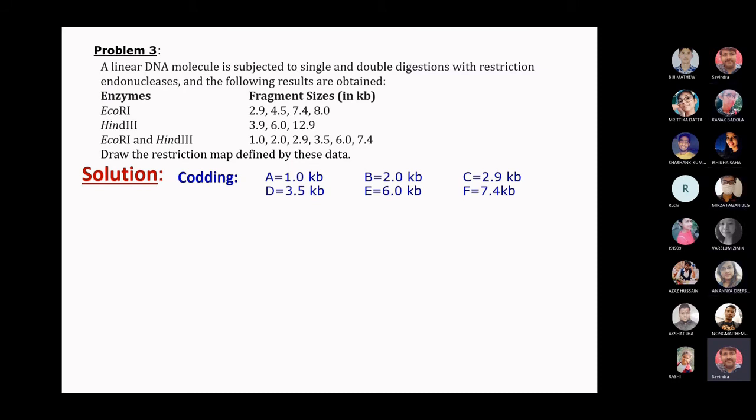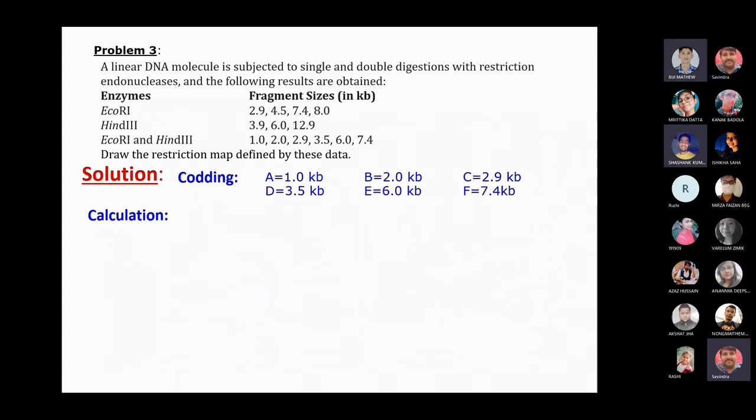Calculation. Yes, calculation. So in calculation, quickly tell me, let's see who answers first. From where will we get this 2.9? C. From where will we get this 4.5? A plus D. Okay. And from where will we get this 7.4? F.